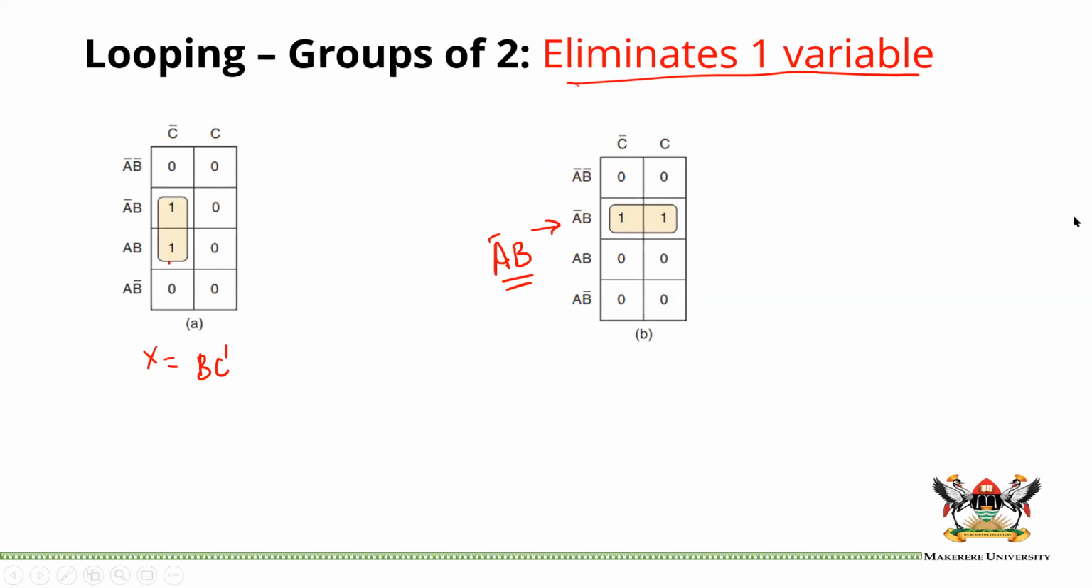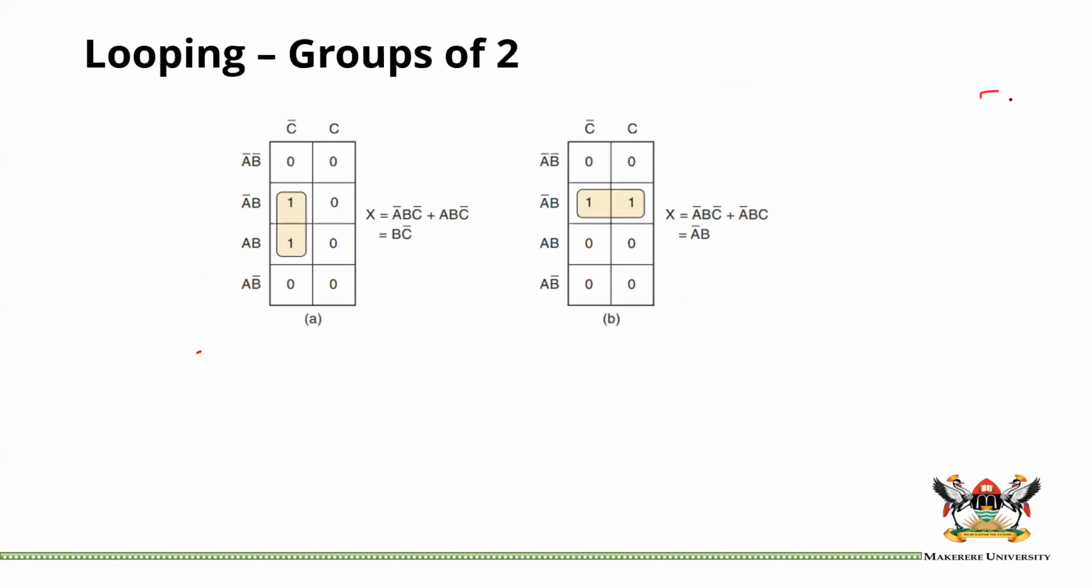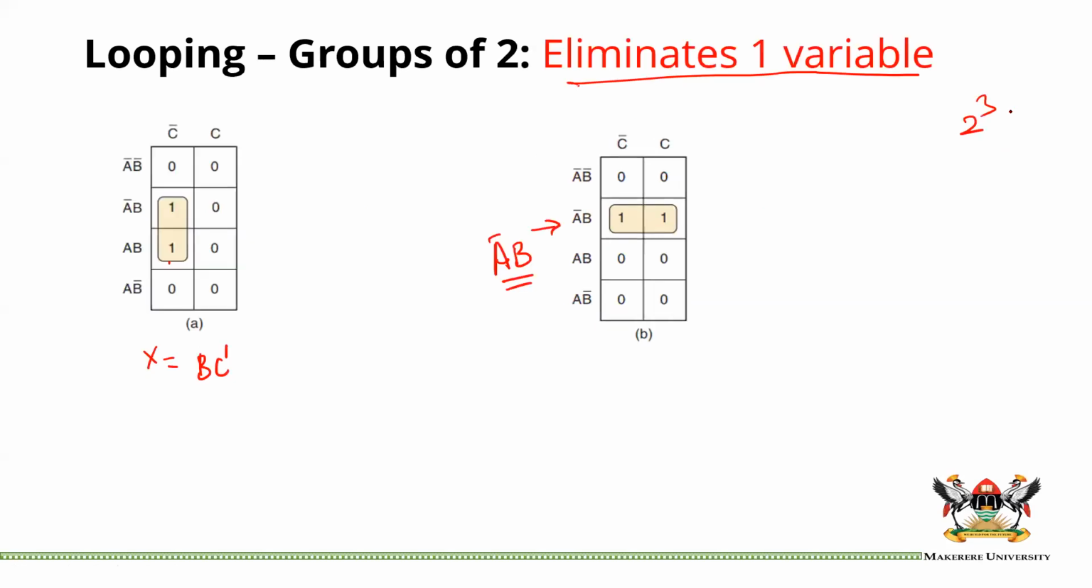How do you account for the number of variables to eliminate? Musa, it is very easy. If you loop 4, you eliminate 2. If you loop 2, you eliminate 1. If you loop 1 alone, you don't eliminate anything. If you loop 8, you eliminate 3 variables, which is 2 to the power 3, right? And so on. So it is 2 to the power 2, 2 to the power 3, and so forth. If you loop 16, you eliminate everything. As simple as that. Thank you.